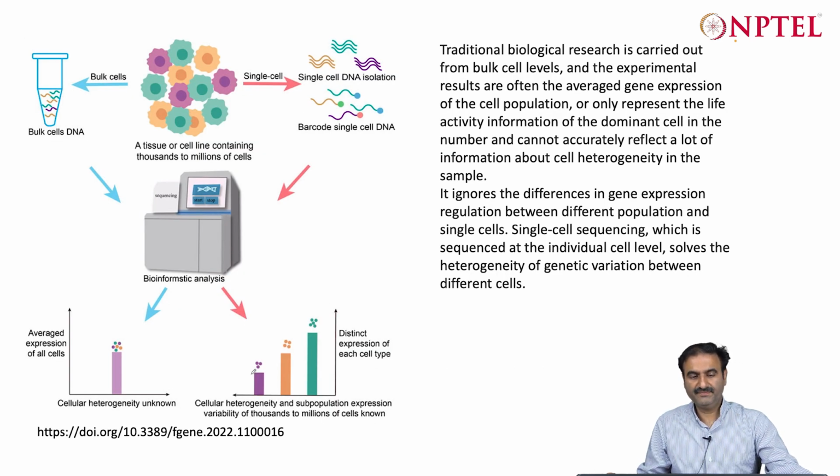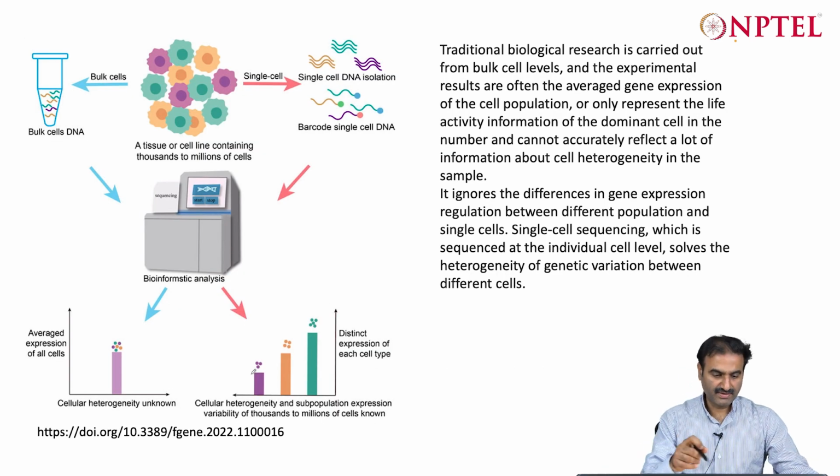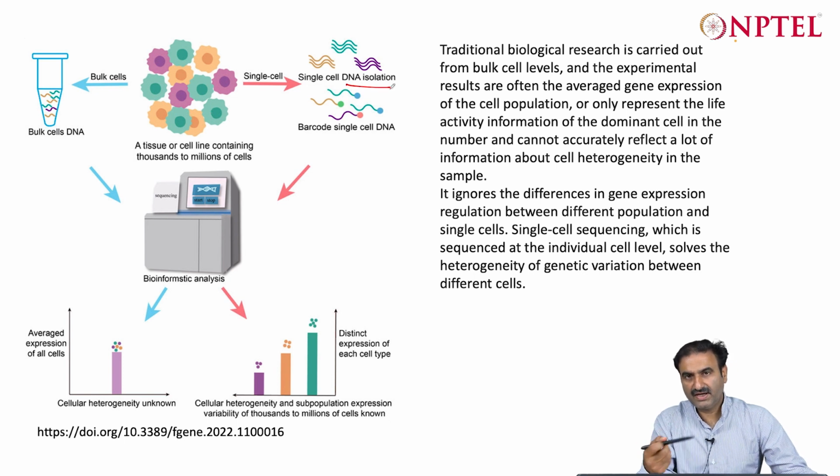Okay, so basically now you can see here, these are the tissue that contains multiple types of cells. Then you have to isolate each and every cell, get the DNA out of that single cell, right? Barcode the DNA, and then followed by the computational analysis. So this is basically the overall strategy of sequencing the DNA or RNA from a single cell.